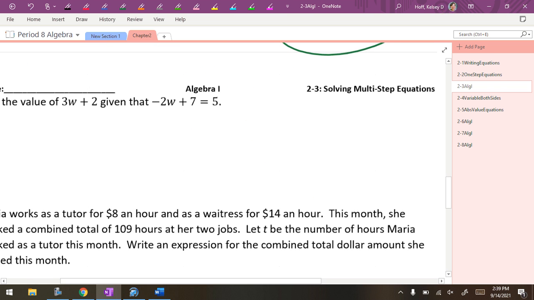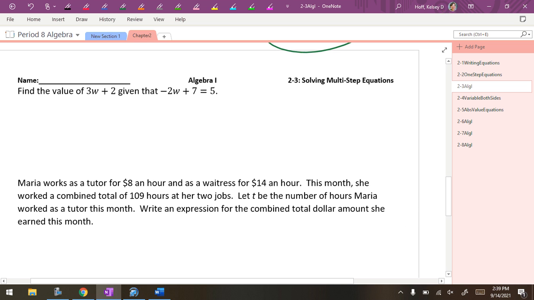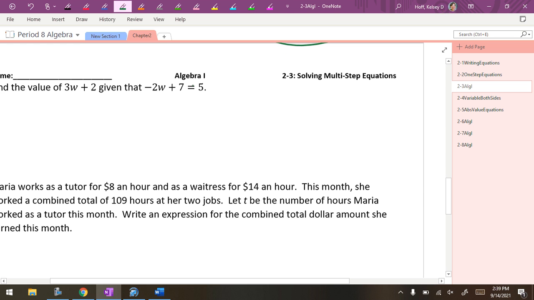Okay, flip the page. Find the value of 3w plus 2, given that negative 2w plus 7 equals 5. What do I do here? I got to solve for w, and then I'm going to use it, right? Okay? How do I solve for w?